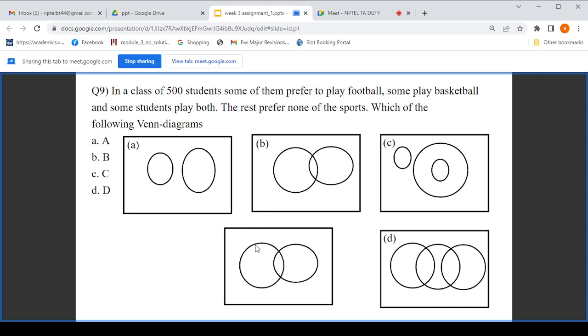So here, let's come to the first circle. This first circle represents the number of people who want to play football. The next circle represents the number who want to play basketball. The intersection of these two circles represents the students who want to play both sports, and the rest of the box, minus these two circles plus the intersection area, is the students who prefer to play none of the sports. So the correct representation of this particular question is option B.